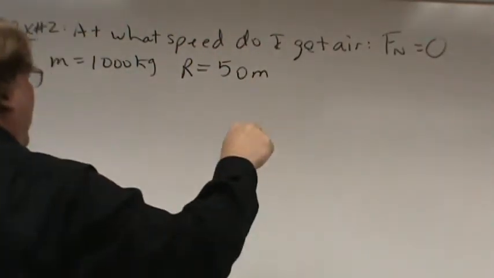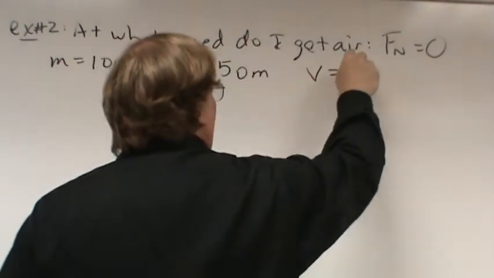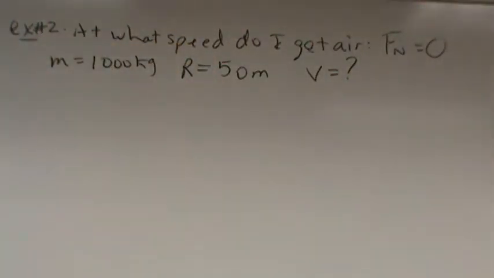Your radius of curvature is 50, but now you're going to be finding what your speed is. Your speed isn't 20 anymore. You're going to have to go faster than 20 to get air. Please do a free body diagram, do sum of the forces equals ma, and let's see what you get. And I'm going to walk around and help you.